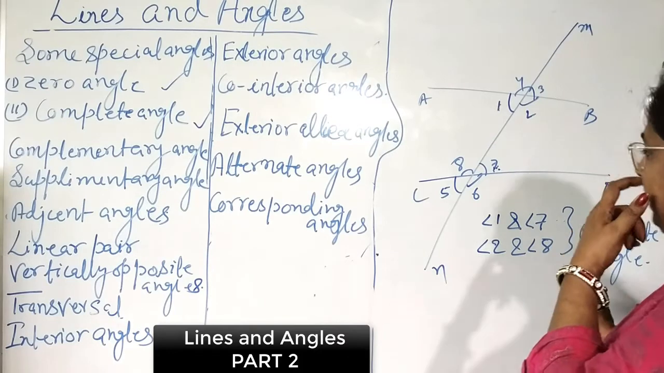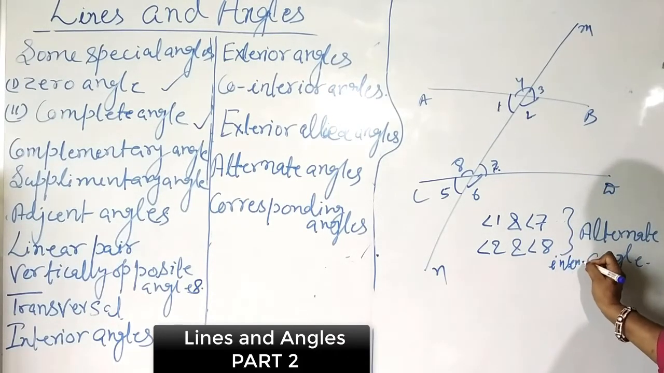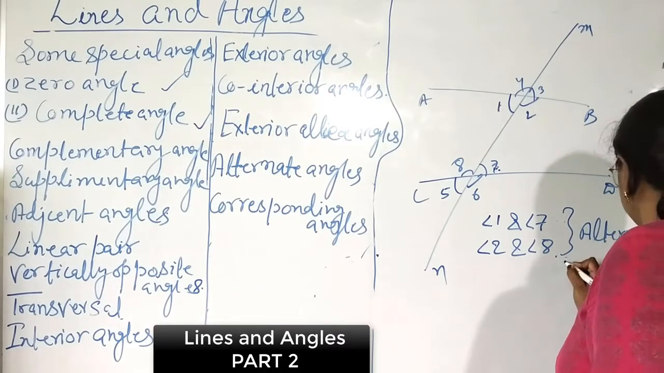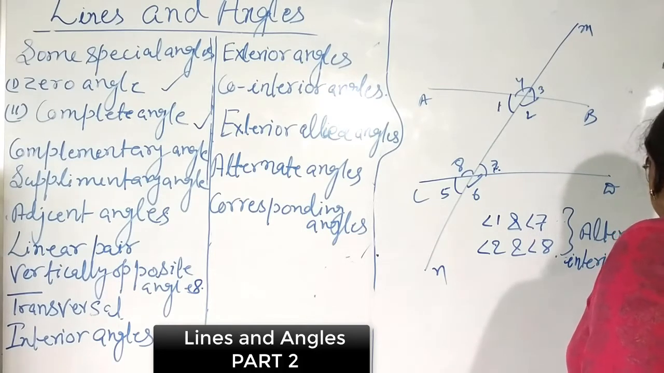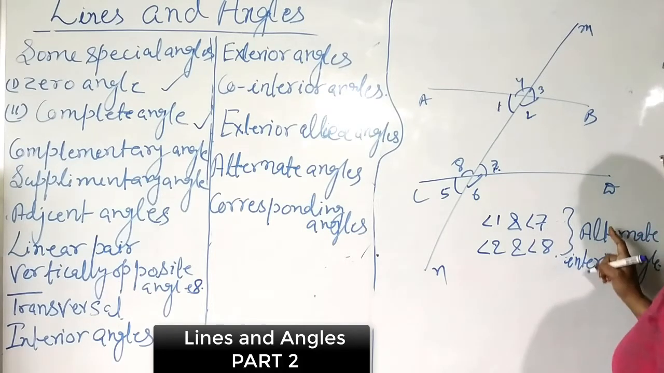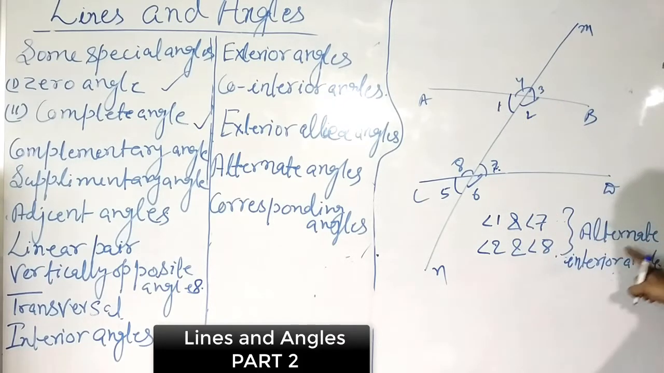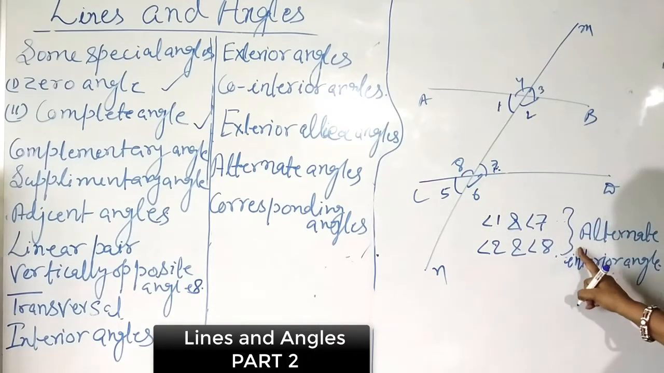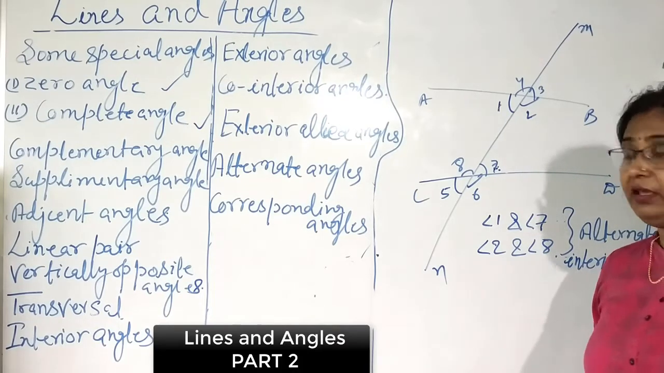Alternate interior angle. Angle 1 and angle 7 are alternate interior angles. Angle 2 and 8 are alternate interior angles. Understood? Next, alternate exterior angle.